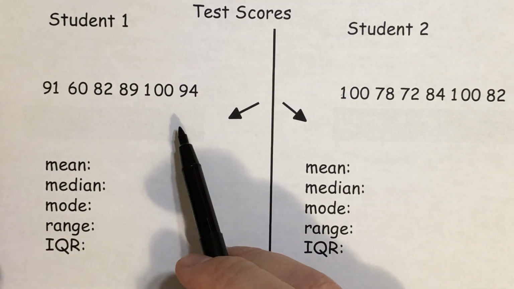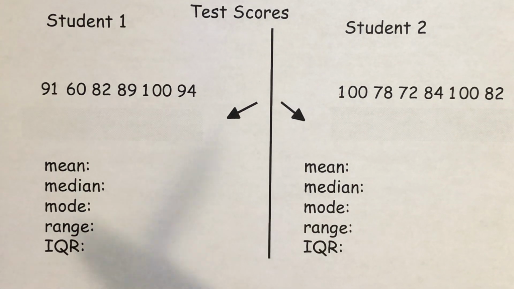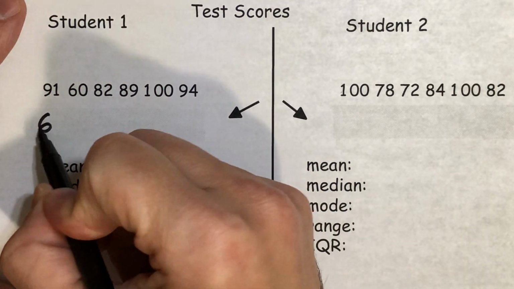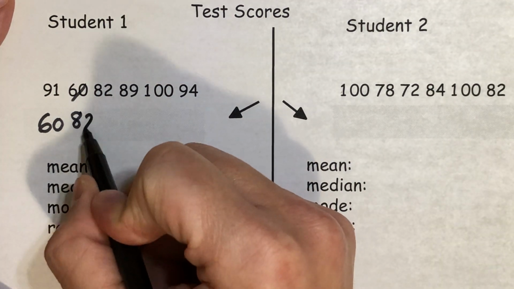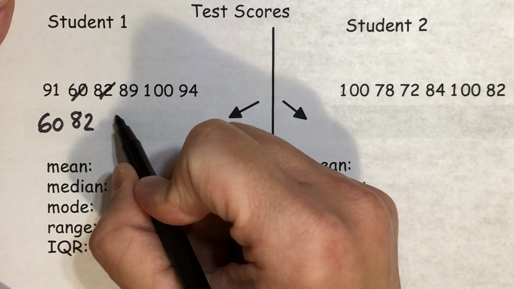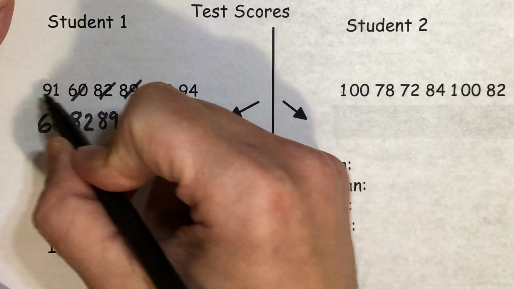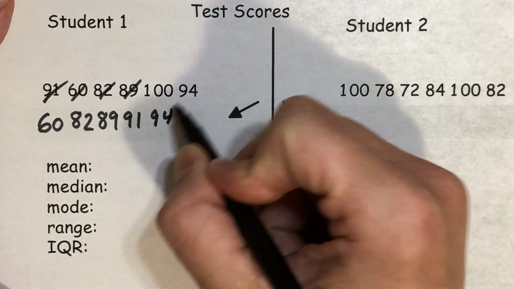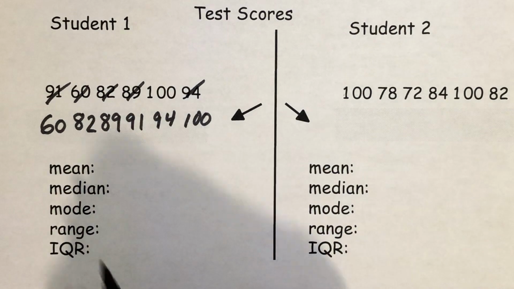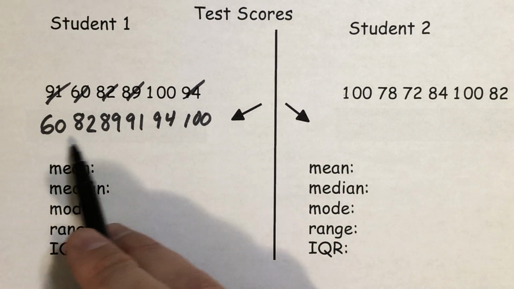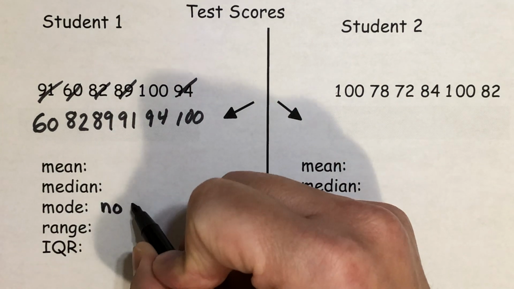These numbers are not in order, so the first thing I want to do is put them in order from least to greatest. I'm going to get 60, 82, 89, 91, 94, and 100. All right, now I've got those numbers in order. I want to find the mode. There's no number that occurs more than any other, so I'm going to write no mode.